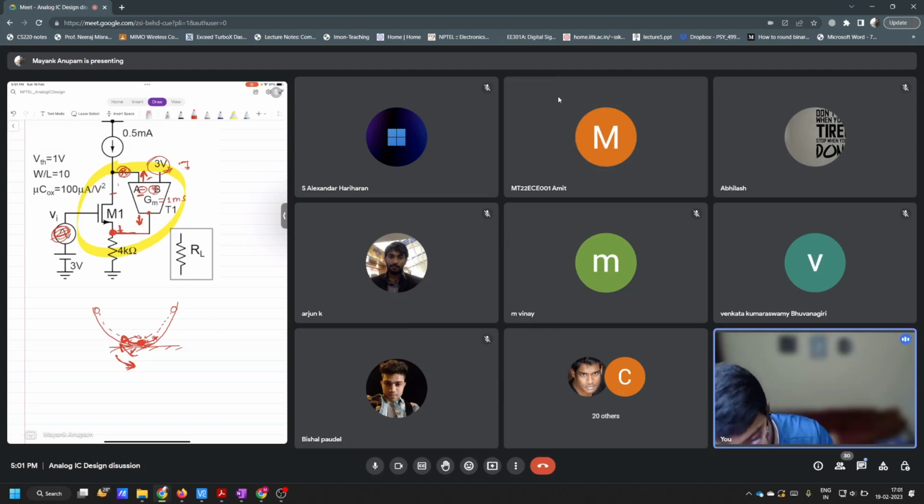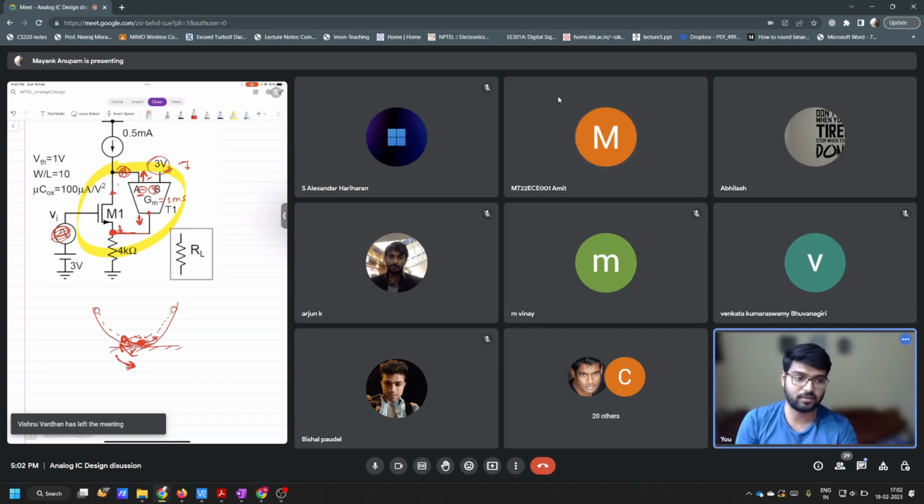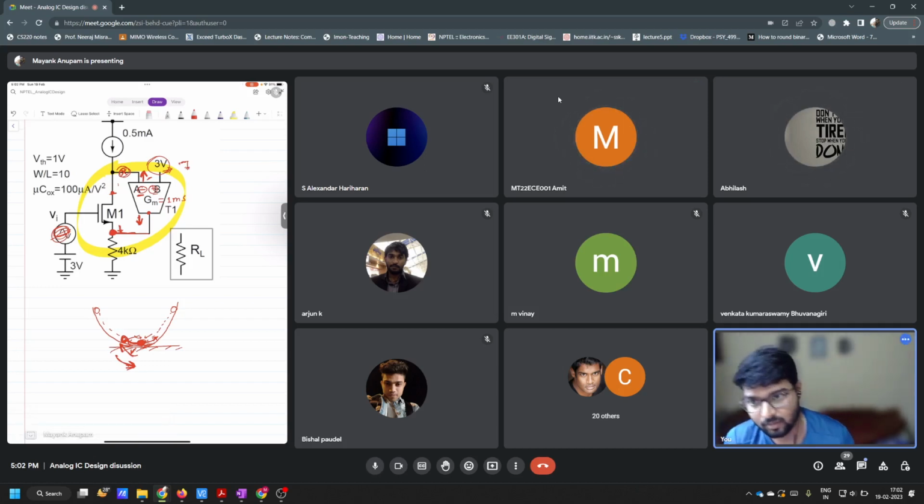Okay, from source to drain, the signal is not inverted. It is in the same phase. So when this is decreasing here, the signal here will also decrease.